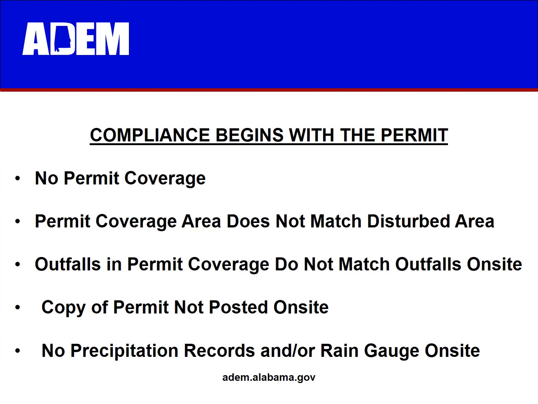While BMPs are important, compliance begins with permit coverage. Ensuring proper permit coverage and knowledge of the permit requirements will eliminate these common non-compliance issues: no permit coverage that does not match disturbed areas, outfalls in permits that do not match outfalls at the site, a copy of the permit not posted at the site, and no precipitation records or rain gauge on site.